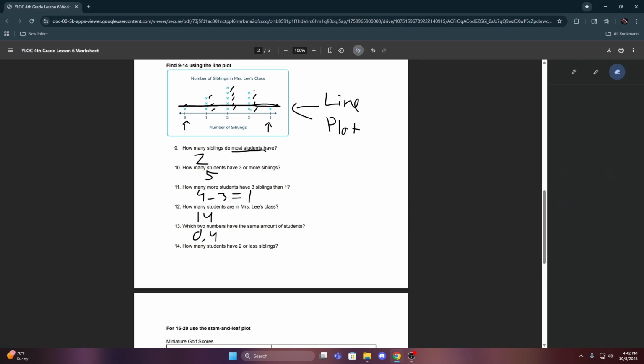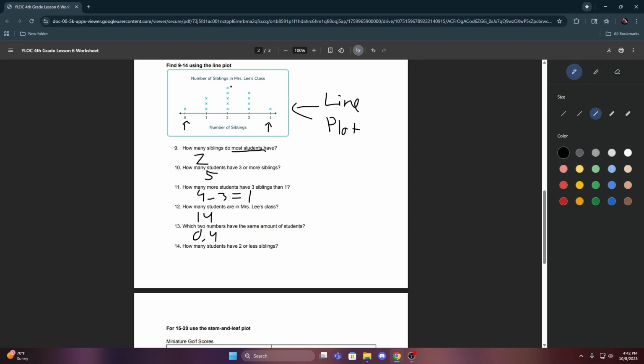And how many students have 2 or less siblings? So you're going to be counting everything at 2 and less than. So all of these x's and these x's. So that's 1, 2, 3, 4, 5, 6, 7, 8, and 9.